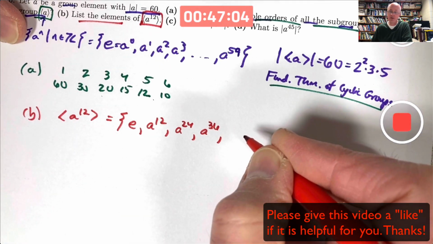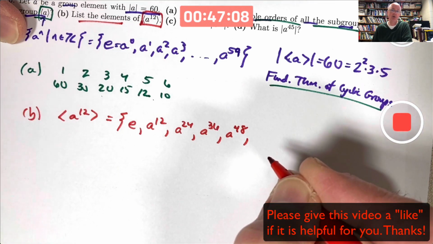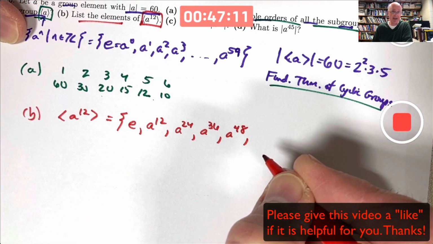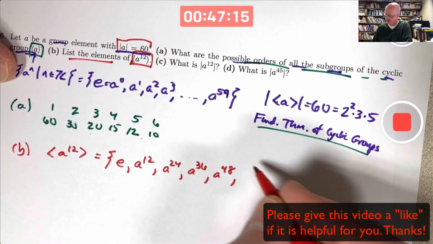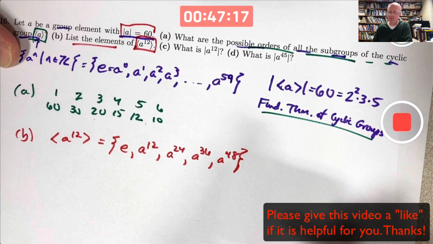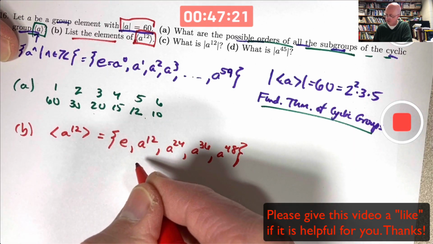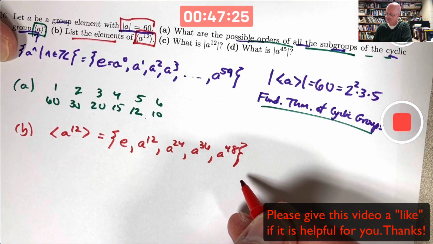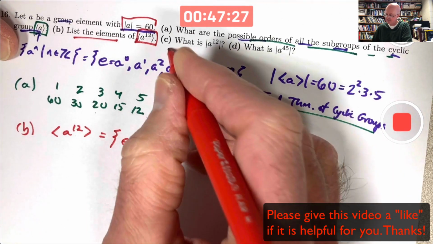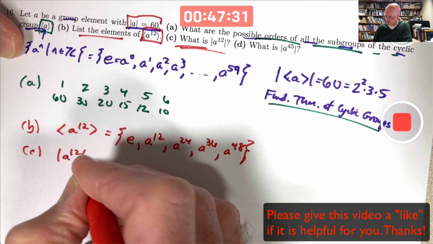a to the 12th to the 4th power is a to the 48th. a to the 12th to the 5th power is a to the 60, but a to the 60, because a itself has order 60, is back to e. So in fact, that's the last element. This cyclic group has order 5. 1, 2, 3, 4, 5 elements in it. And that also means, for part C, the order of the element a to the 12th is 5.